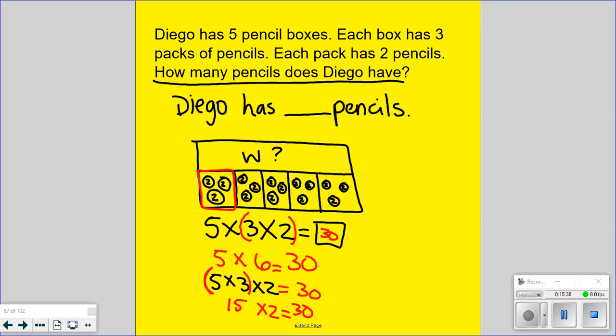Why did that work? Colby and Evelyn had 2 very different ways. Why did that work? It's not magic. Feels like magic. But it's not magic. Why did it work? Kaden? Because of the associative property? Yeah, because I've got multiplication and multiplication. If it was addition and addition, I could do the same thing.